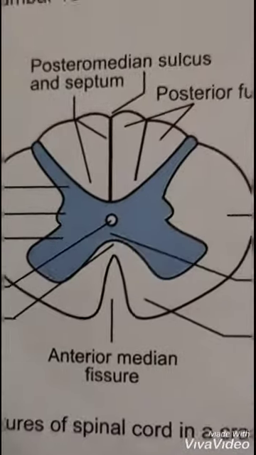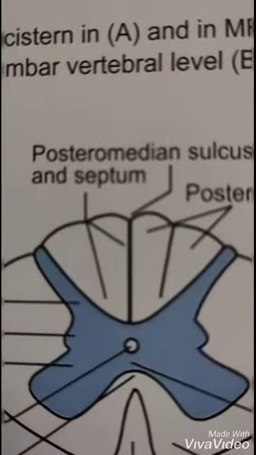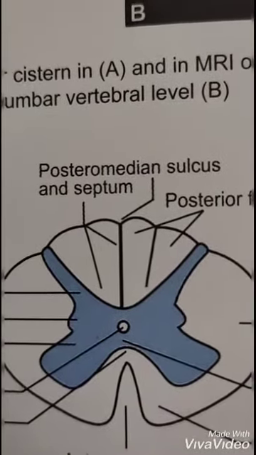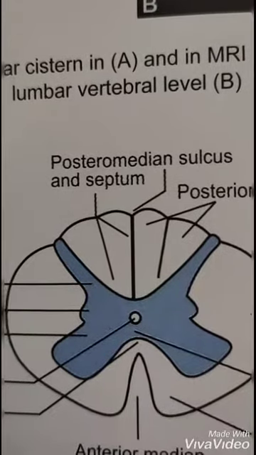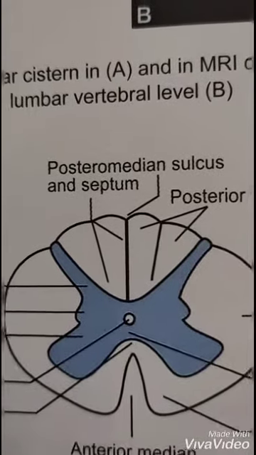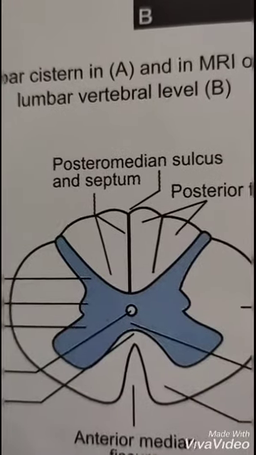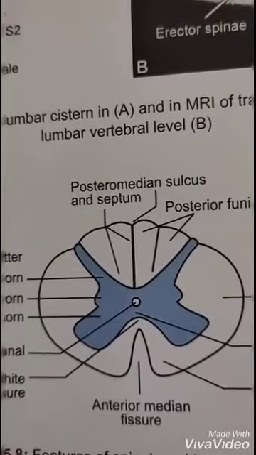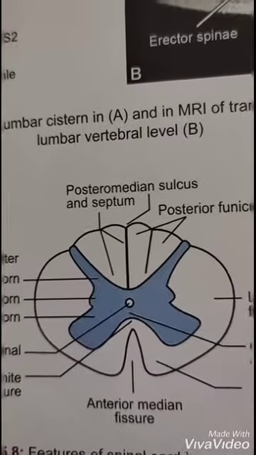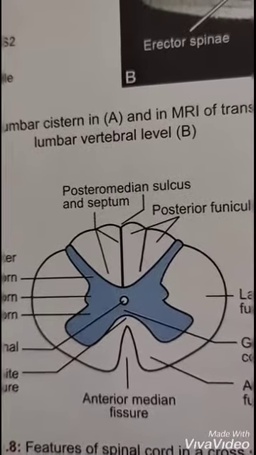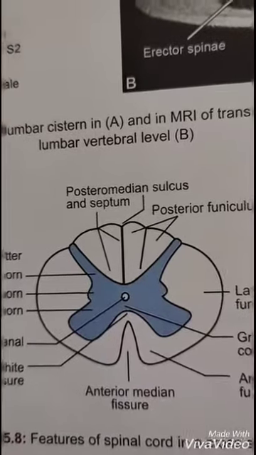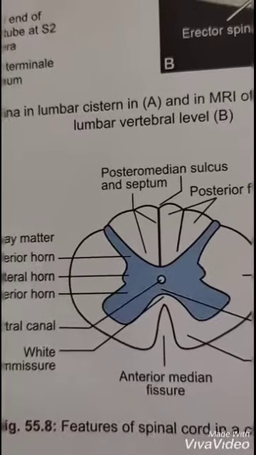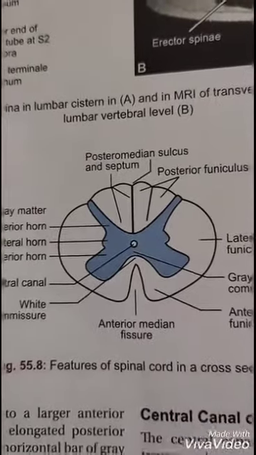And the posterior side is called the posterior median sulcus or septum. Into this, the pia mater forms a septum. It's one of the modifications of the pia mater. So you have an anterior median fissure and a posterior median septum. And posterolaterally we have the posterior lateral sulcus.